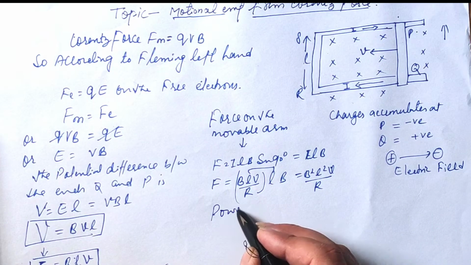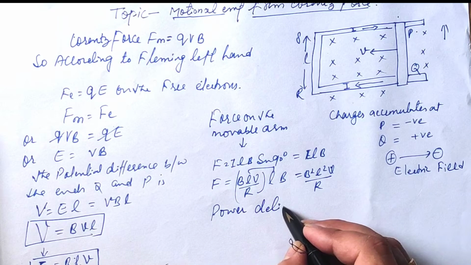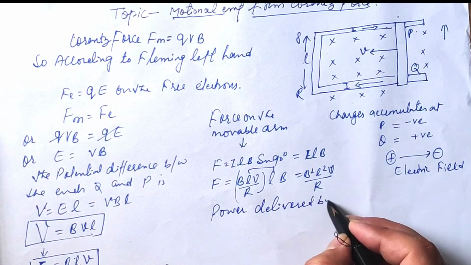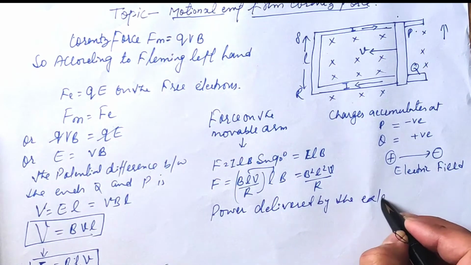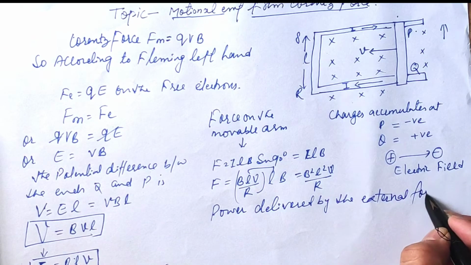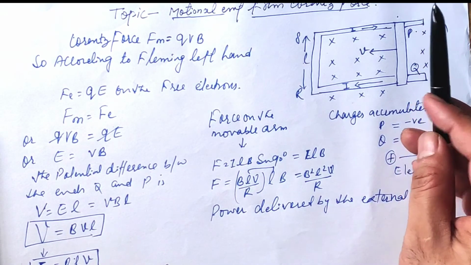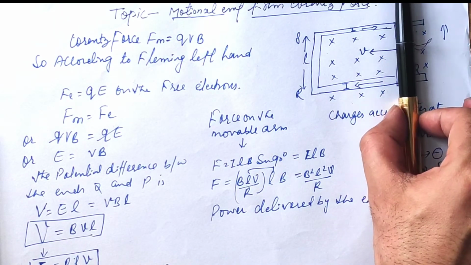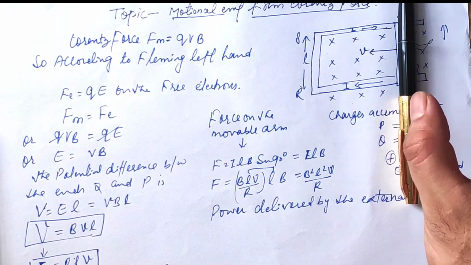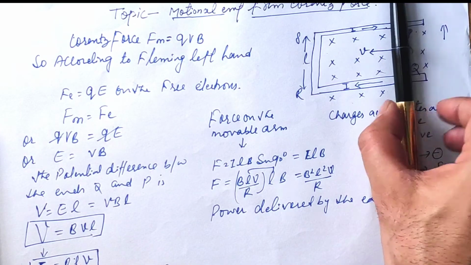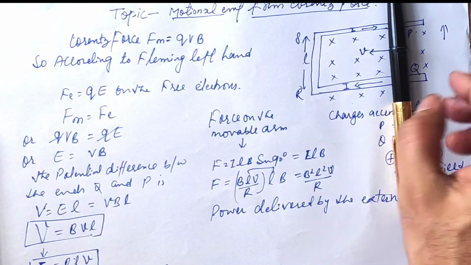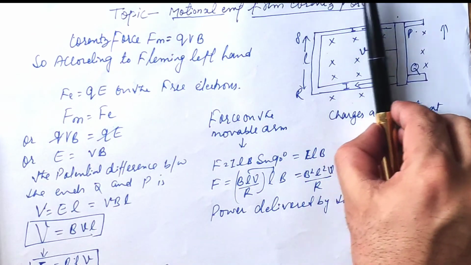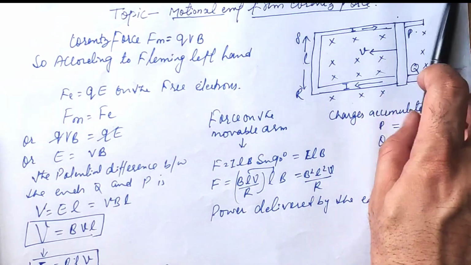Power delivered by the external force. This is the power supplied by the external source to maintain the motion of the movable arm. Suppose you are pushing this; we are an external agent helping this conductor to move on the movable arm. So this is the power delivered by the external agent. What is the power?